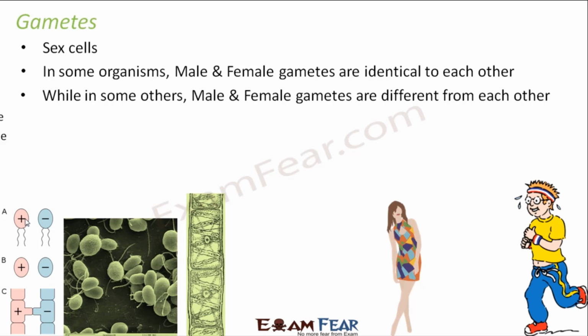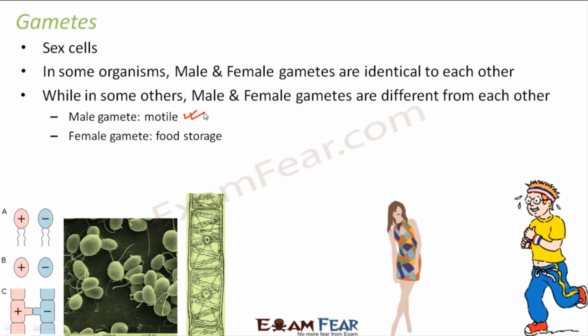In human beings, the male gamete is motile. That is, the male gamete is capable of moving. The male sex cell is the cell which is present inside the body of a human male. Similarly, the main function of the female gamete is food storage. In any woman, there is a sex cell which is capable of reproduction, and its main function is storage of food.